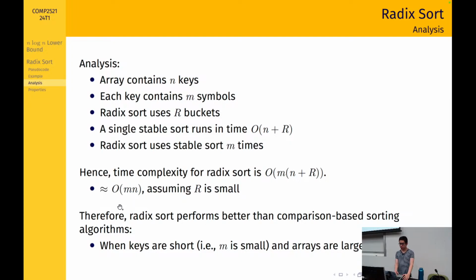So that means radix sort is going to perform better than comparison-based sorting algorithms if m is fairly small. That means our keys are short and arrays are large. Because if our array is large, n is going to get bigger, log n is going to get bigger. But if our keys stay the same size, then m is not going to change. m is going to remain constant, the same as if the array was smaller. So, the situation where you want to use radix sort is if your keys are short and your arrays are large.